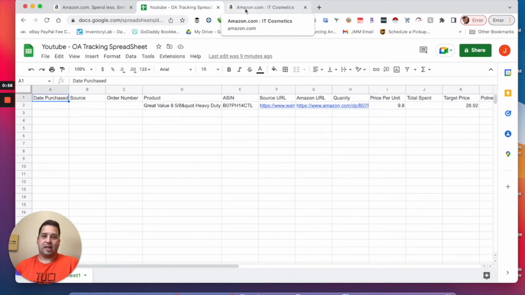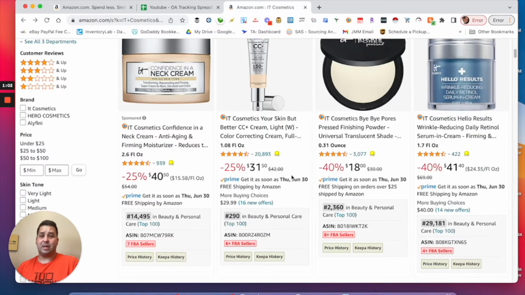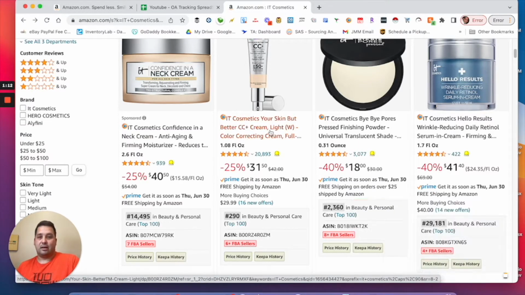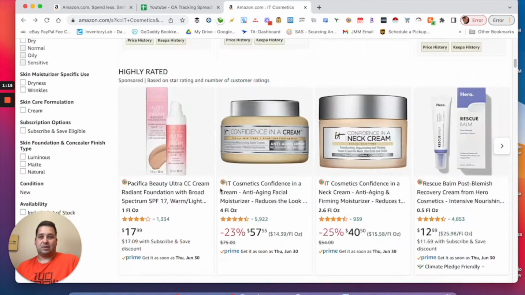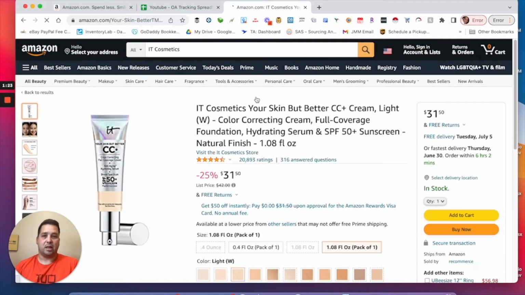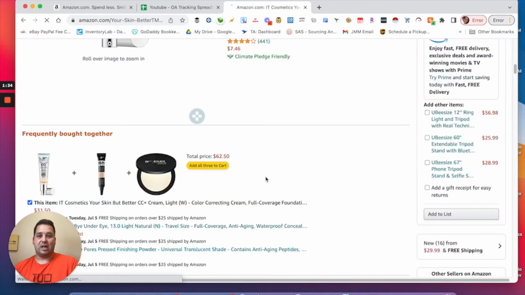So we've got SellerAMP, Keepa, this spreadsheet, and we're also going to be using IP Alert. You don't want to get intellectual property complaints on your Amazon account. Basically, a brand just complains. It's not good for your account health. So you'll see in the search results page here, there are these little alert buttons. It doesn't happen on all search pages, but as soon as you open up the listing, you get this big pop-up that says, hey, this brand's known to file IP complaints. You could still buy it, obviously, but they're giving you a warning.